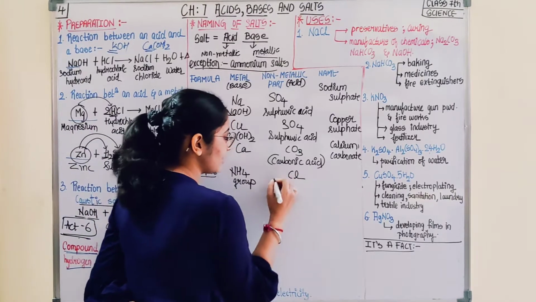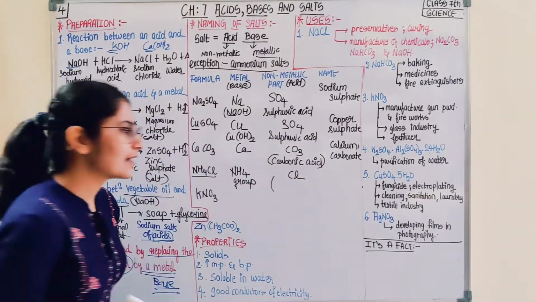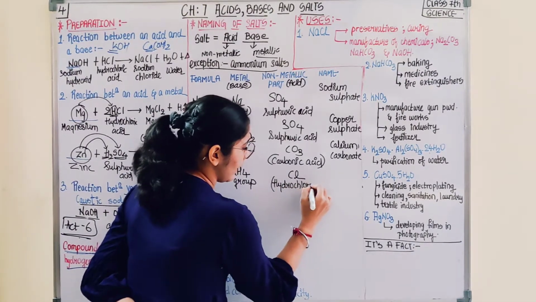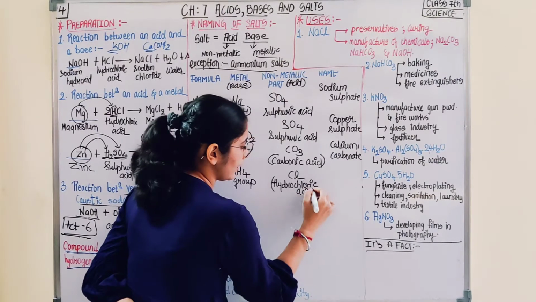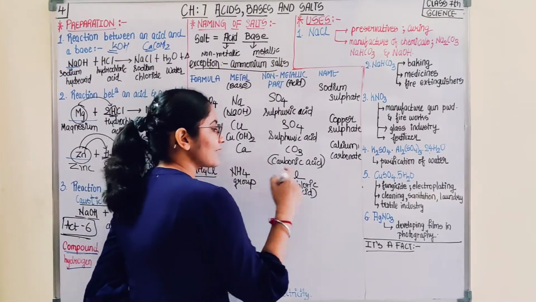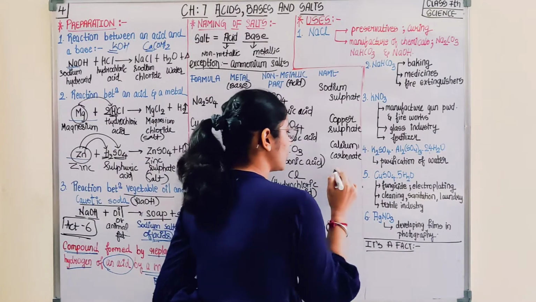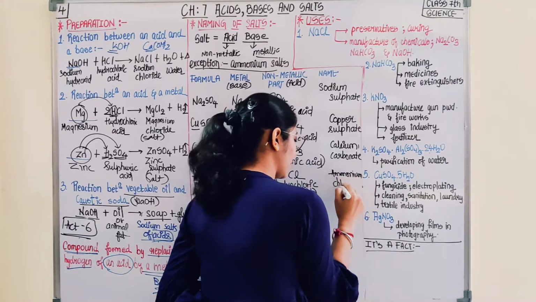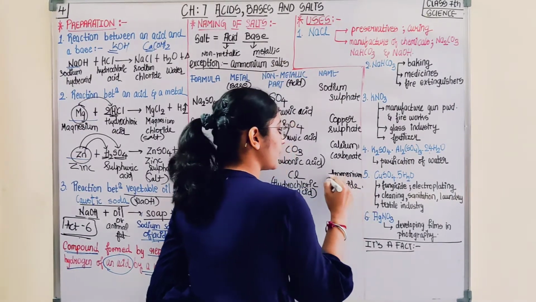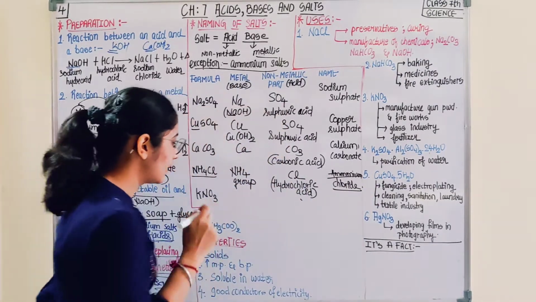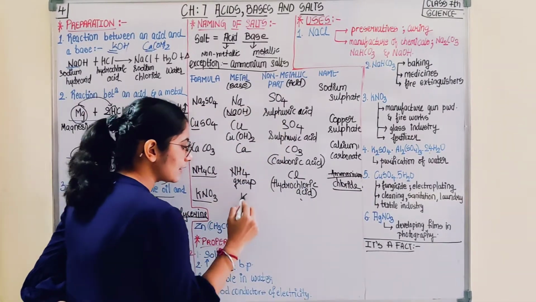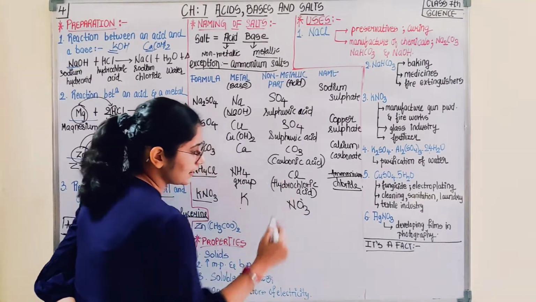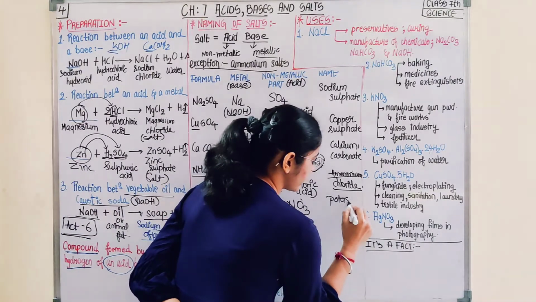Similarly, NH4Cl. Here NH4 is not acting as a metal but is acting as a group, the ammonium group, along with chlorine. So chlorine would be derived from which acid? Can you guess? Yes ma'am, it's very easy, that is hydrochloric acid. So when the ammonium group reacts with hydrochloric acid, it forms ammonium chloride. The salt name is ammonium chloride. So you have to first write the basic part, then the acidic part. Again, if I talk about KNO3, here the metal is potassium and the non-metallic part is nitrate. So potassium nitrate.